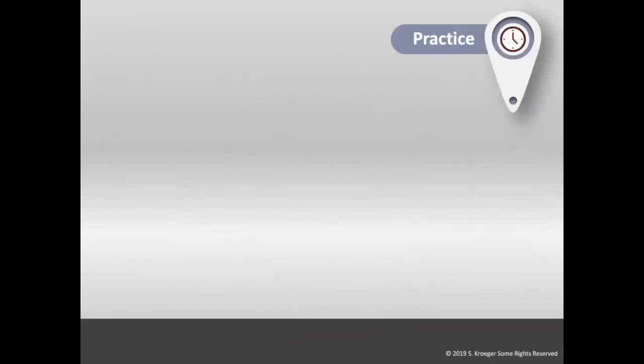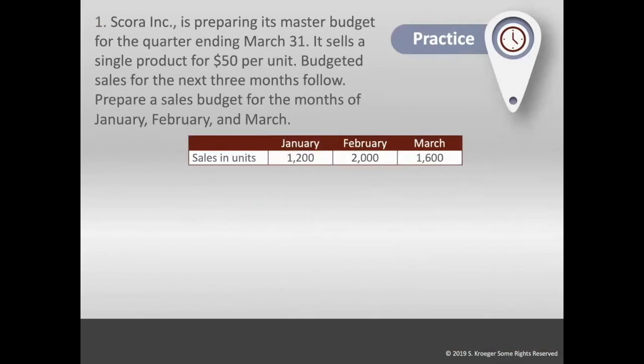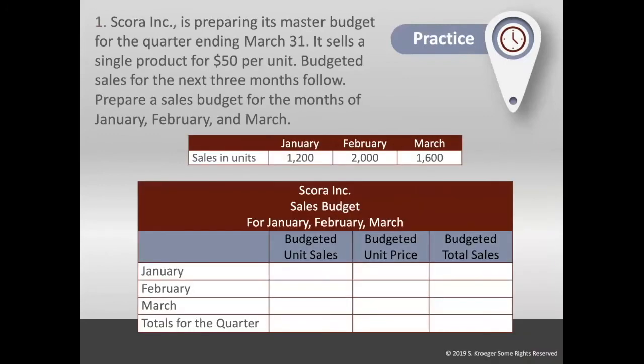This is number 1 on your classwork. Make sure to fill it out and follow along. You can also pause this problem now to see if you can do it on your own. We have Scora Inc. They're preparing its master budget for the quarter ending May 31st. It sells a single product for $50 per unit. Budgeted sales for the next 3 months follow. Prepare a sales budget for the months of January, February, and March.